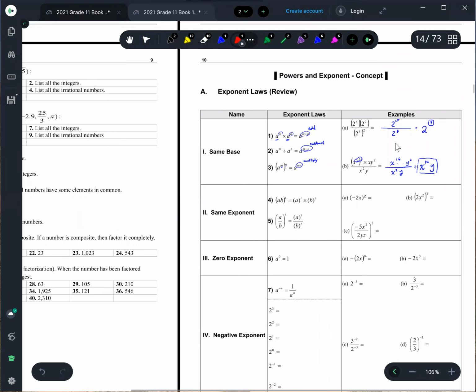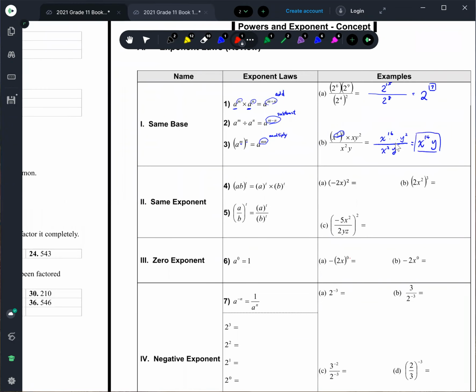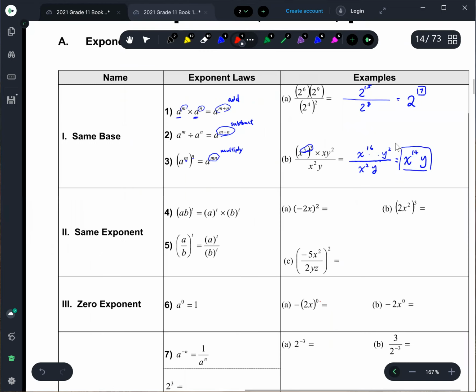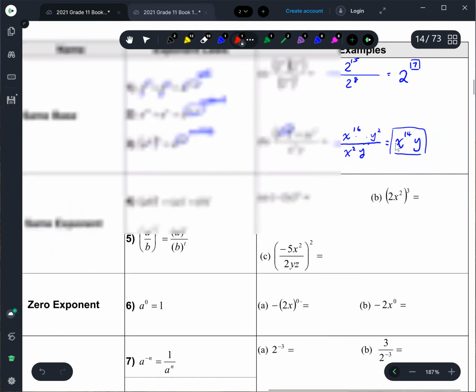Okay, so we need to go through this review more quickly. These are old stuff. Last time we went over the same base. When you multiply the same base, add the exponents. When you divide, subtract the exponents. When the exponents are next to each other, you multiply them. Sometimes the base has more than one thing.